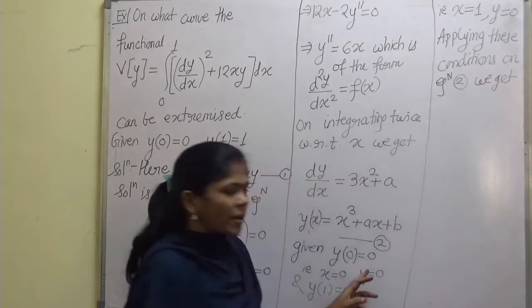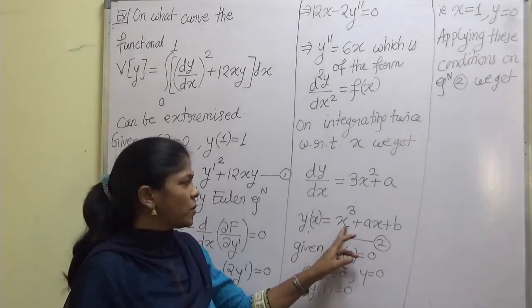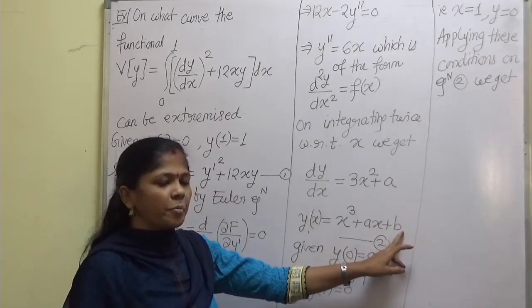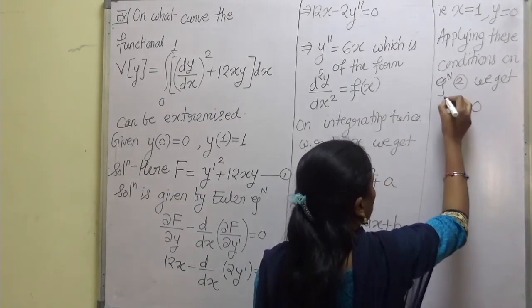Yes, apply first condition, put x is 0, y is 0. So what will you get? x is 0, so 0, 0. What is left? b, and y is also 0. So what is the value of b? b is 0.